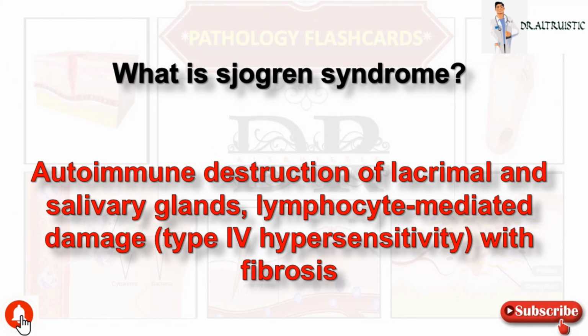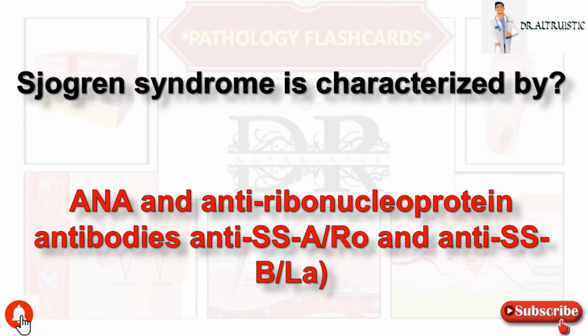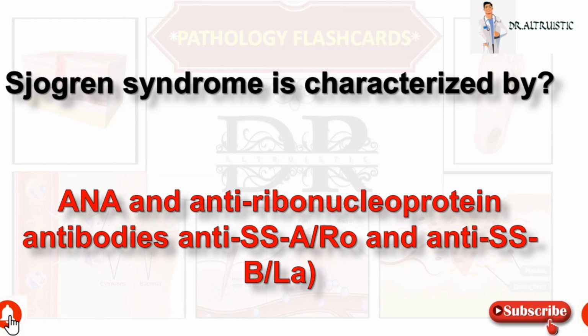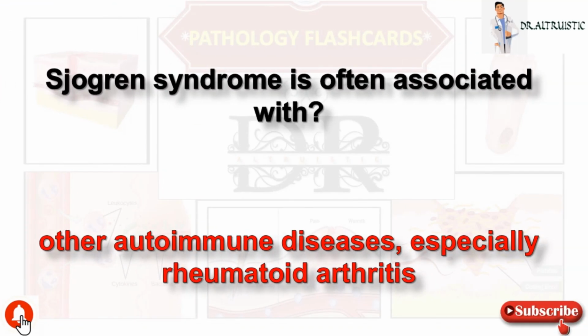What is Sjogren syndrome? Autoimmune destruction of lacrimal and salivary glands, lymphocyte-mediated damage, type 4 hypersensitivity, with fibrosis. Sjogren syndrome is characterized by ANA and anti-ribonucleoprotein antibodies anti-SSA, Ro, and anti-SSB, La. Sjogren syndrome is often associated with other autoimmune diseases, especially rheumatoid arthritis.